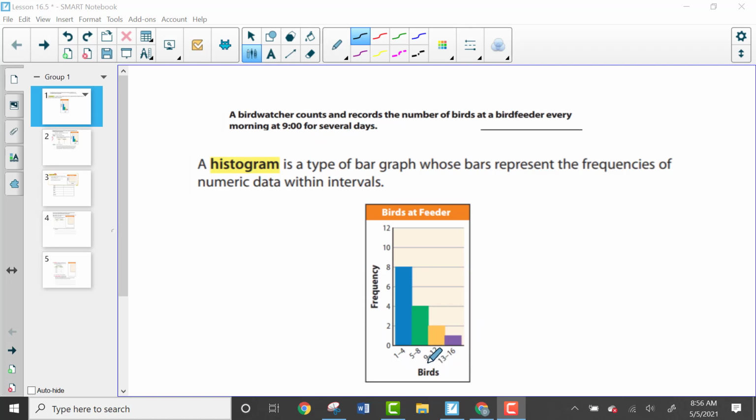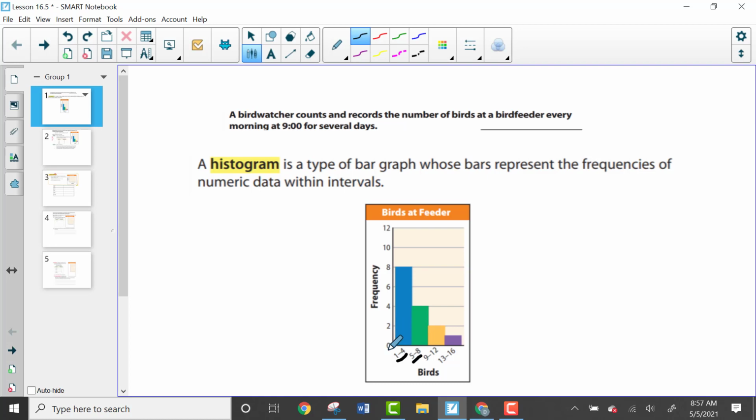What we can see with the histogram is that there's always going to be a title. We can see at the bottom it's labeled, and there are intervals as well: 1 to 4, 5 to 8, 9 to 12, 13 to 16. You can see with this histogram that the intervals are 4. Understand that whenever you have intervals at the bottom, they have to be the same throughout. You cannot have an interval of 4 and then go to 10 and then go back to 6 or whatever. It has to be the same.